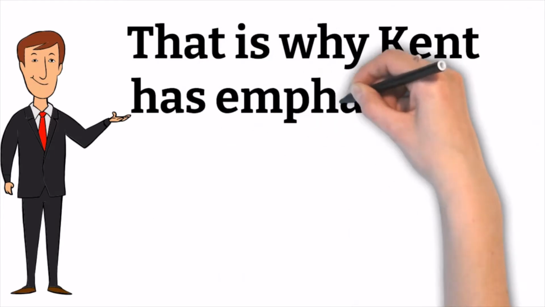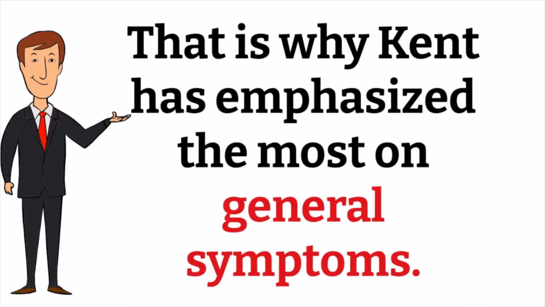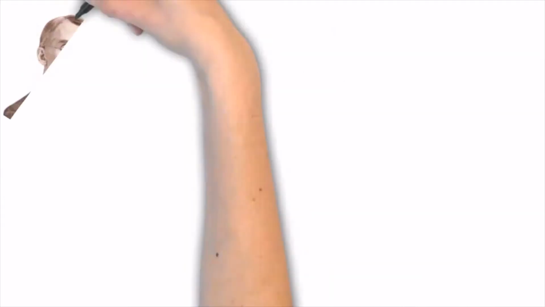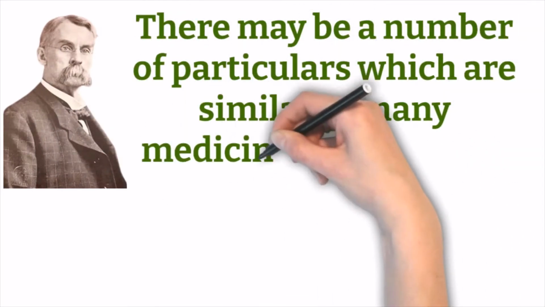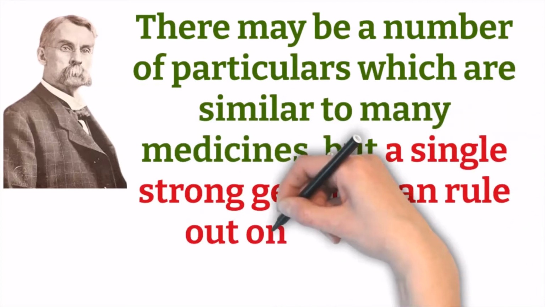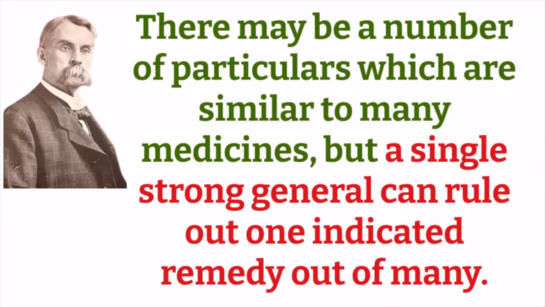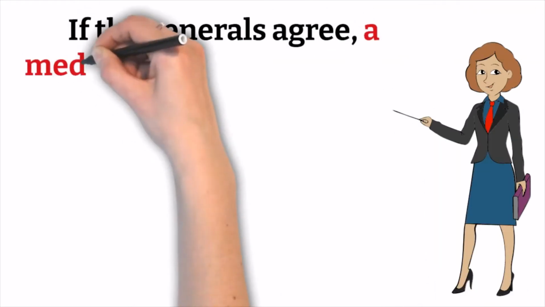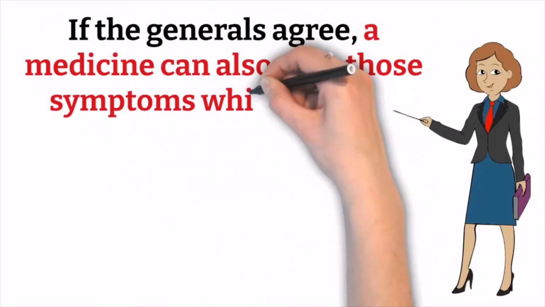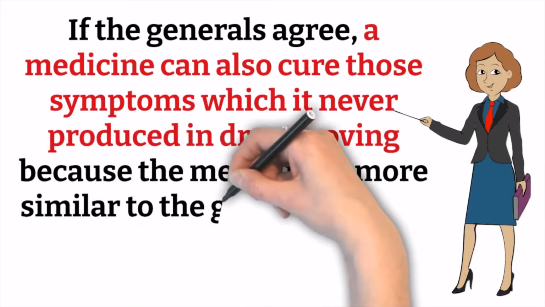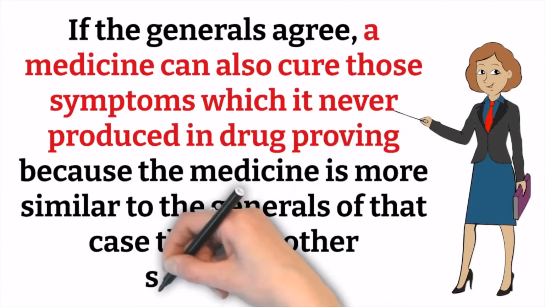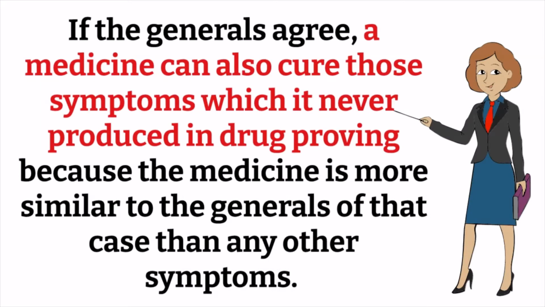That's why Kent has emphasized the most on general symptoms. According to him, there may be a number of particulars which are similar to many medicines, but a single strong general can rule out one indicated remedy out of many. Moreover, if the generals agree, a medicine can also cure those symptoms which it never produced in drug proving because the medicine is more similar to the generals of that case than any other symptoms.